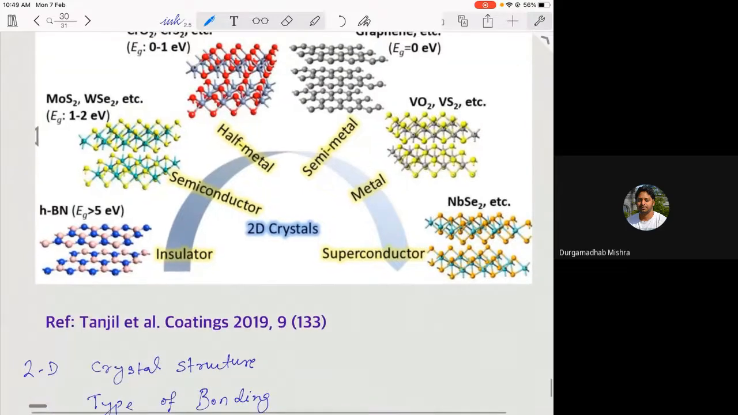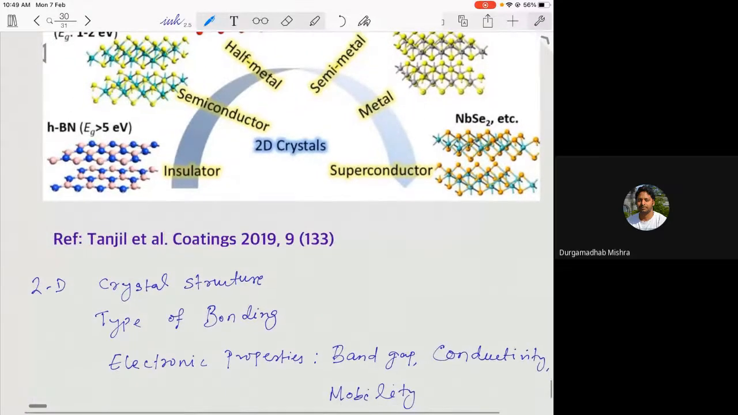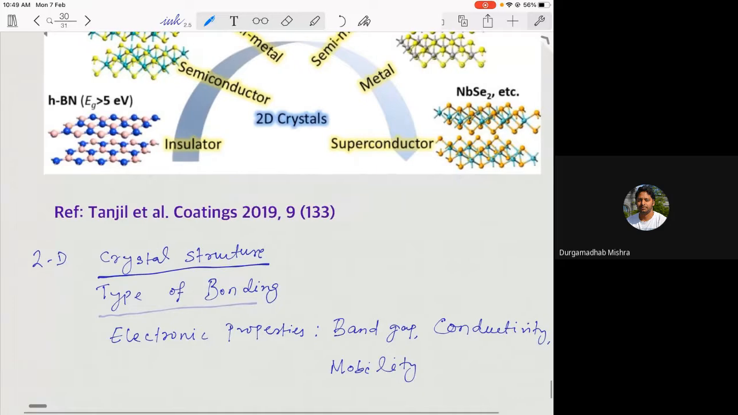The basic challenge is to look at their crystal structure and what kind of bonding is there, and then the most interesting part will be their electronic properties: band gap, conductivity, mobility, and so on. There are many facets to these 2D materials. They have really good thermal conductivity and good mechanical properties, so different applications might use these properties of 2D materials.